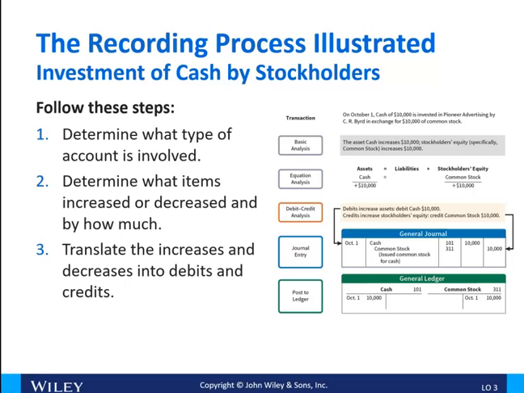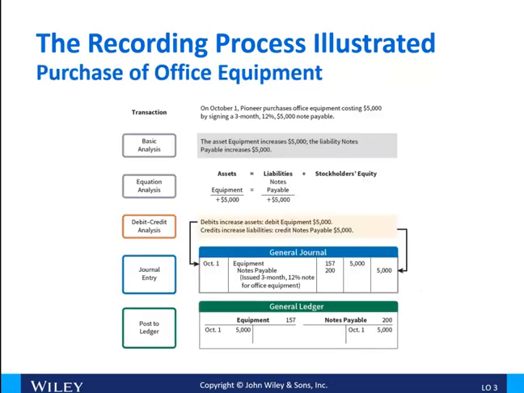So we have 2 increases, but one increases with the debit, cash. Common stock increases with the credit, so debits equal credits. So we've translated that increases and decreases into debits and credits. We make the journal entry, and then we post it to the ledger. Okay, so that's taking the transaction from something happened, we do the analysis, we journalize it, and we post it. So that's the first 3 steps that we've talked about.